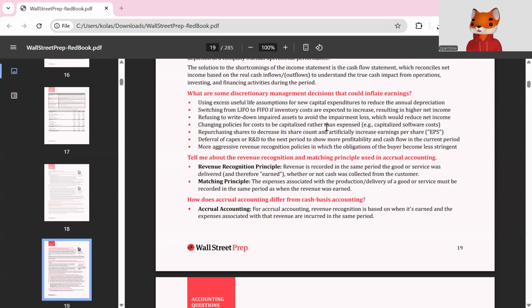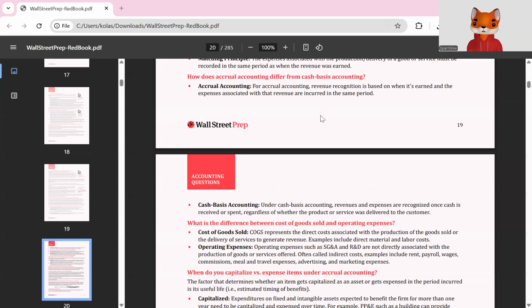So, how does accrual accounting differ from cash-based accounting? For accrual accounting, revenue recognition is based on when it's earned, and the expenses associated with that revenue are incurred in the same period. Under cash basis accounting, revenues and expenses are recognized once cash is received or spent, regardless of whether the product or service was delivered to the customer.